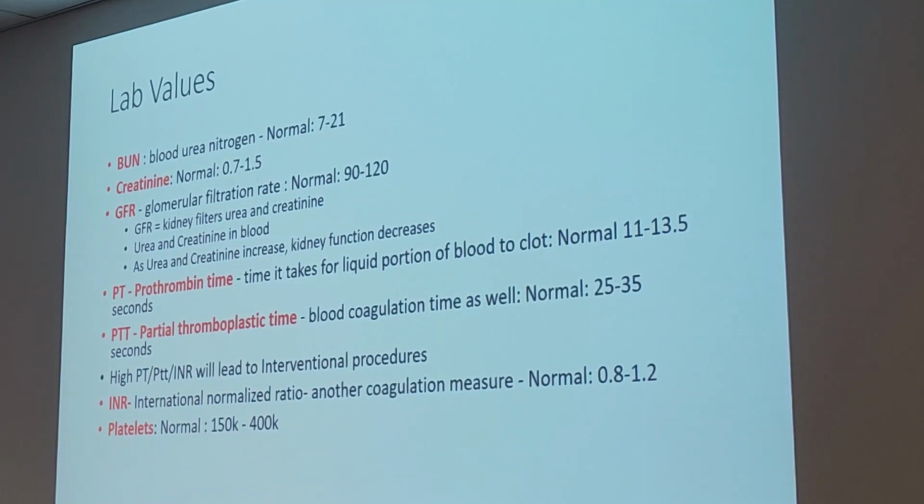Now, BUN, what's it stand for? Blood, urea, nitrogen. What's the normal range? It's going to be from 7 to 21. We want the BUN to fall within that number range. Otherwise, we will not do the contrast study. I'll say it again, we need the range to be between 7 and 21. Otherwise, we will not perform the contrast study.